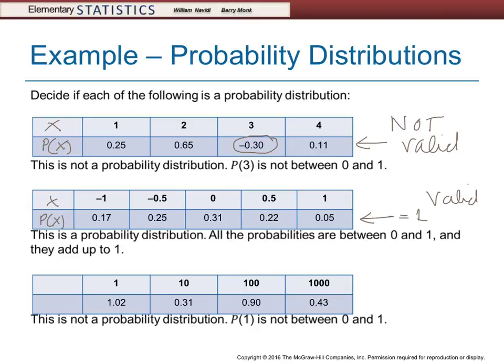The final one, x, p of x. Well, we have a problem here. In this particular case, we have a probability over 1. That's not going to work. And again, when we sum up the probabilities, they are greater than 1, so this is not valid.